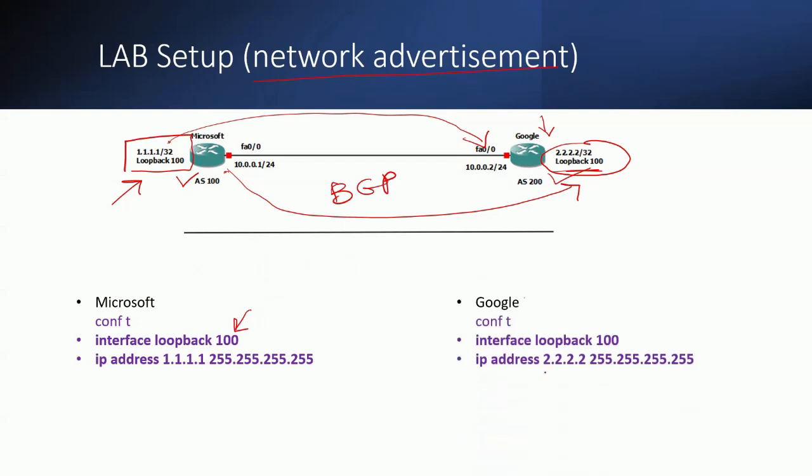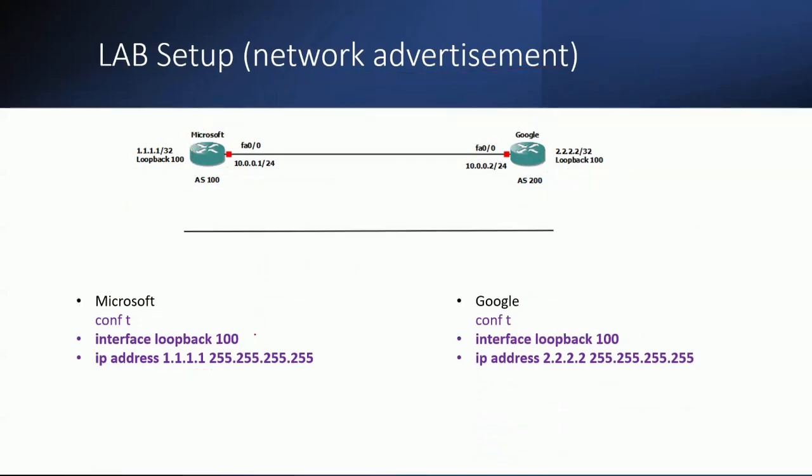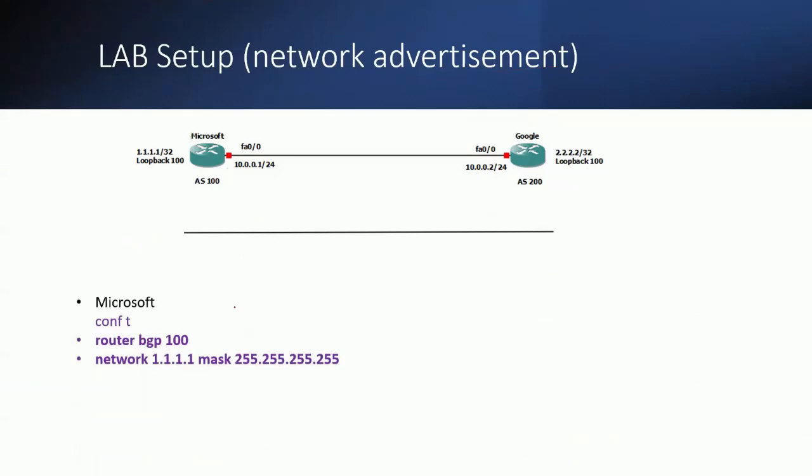So on the Google side, I have configured 2.2.2.2 on loopback 100, and on the Microsoft side, I have configured 1.1.1.1 on loopback 100. Now, with the network command, we are advertising this route in the BGP process. So router BGP 100, network 1.1.1.1 with its subnet mask. This is the command by which you advertise this route to its peer. If you have multiple neighbors configured under this BGP configuration, then all the neighbors will have visibility of this route. It means this network will be advertised to all those peers.